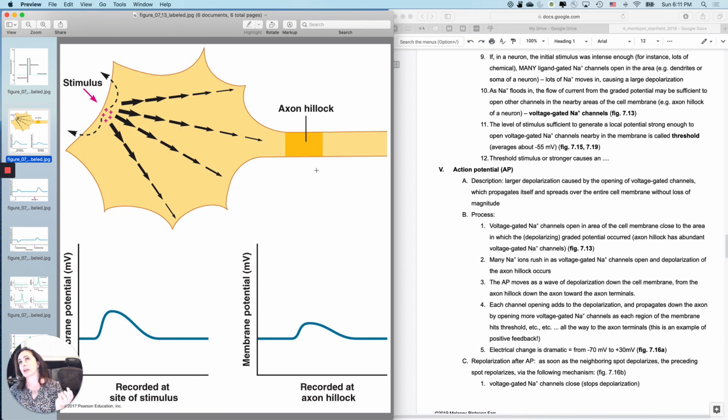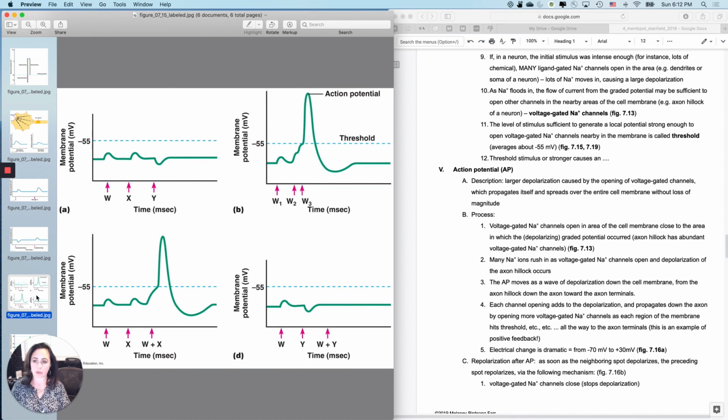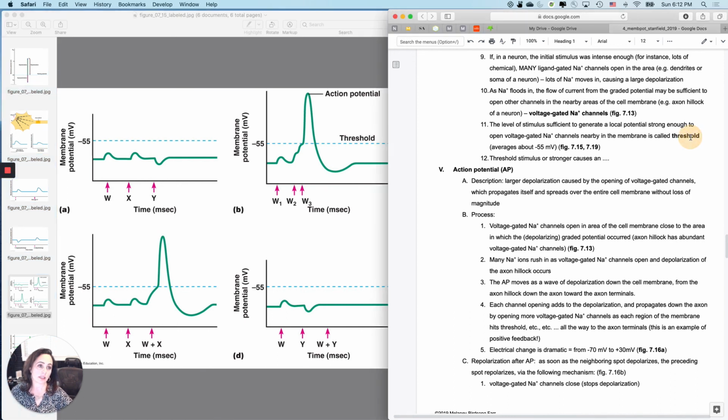So thus far, we have involved leak channels, and we have involved gated channels, but let's call them ligand-gated channels to separate them from what we're going to do next, which will be the voltage-gated channels. If you open the next one, you will get a new kind of potential. And that magical thing that opens the new kind of channel is called threshold. So I'll stop there and then we'll do action.